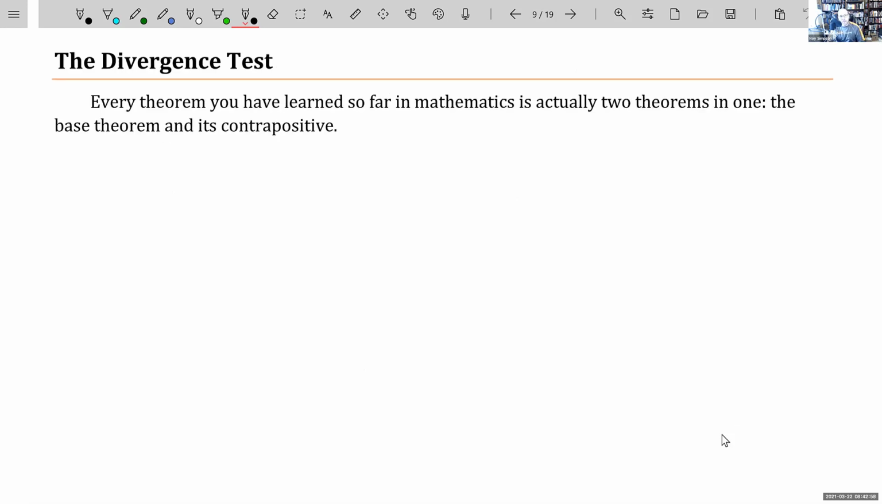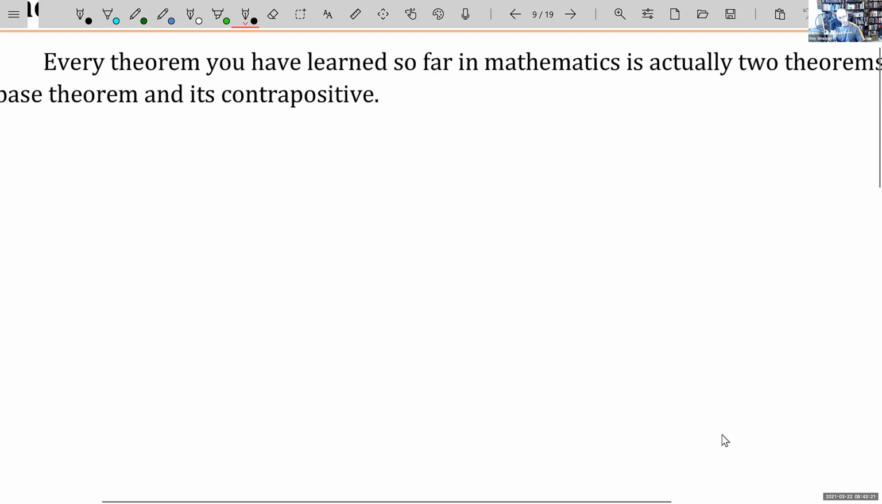The divergence test is the next subsection of section 11.2. And it also allows us to talk about every theorem you've ever learned in the past in a single fell swoop. Every theorem you've learned so far in mathematics is actually two theorems in one: the base theorem and its contrapositive. If you don't know that language, I don't blame you.